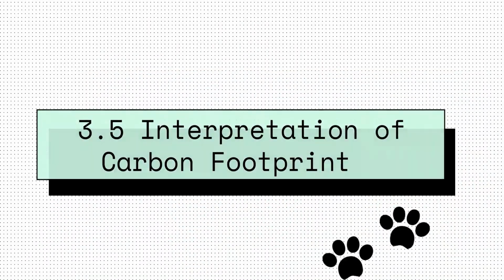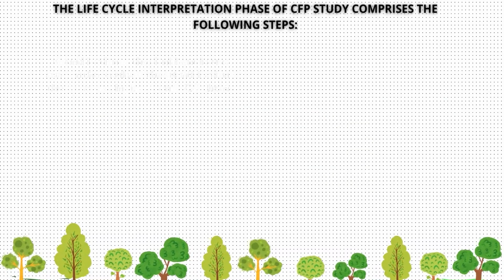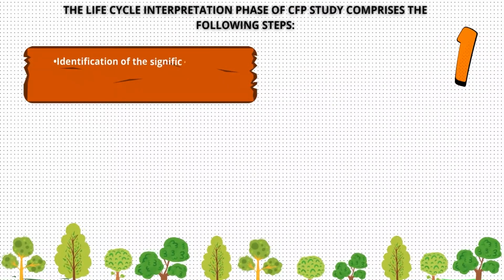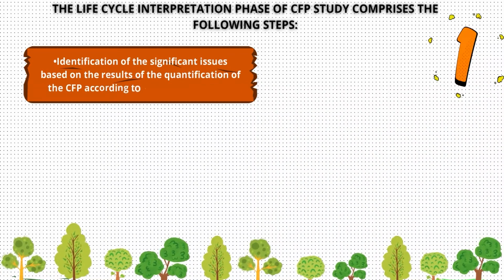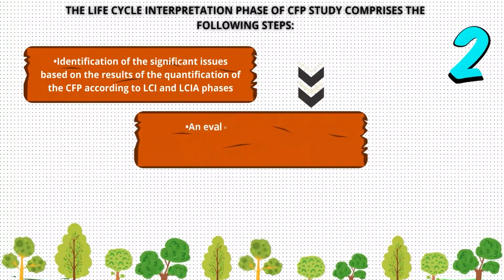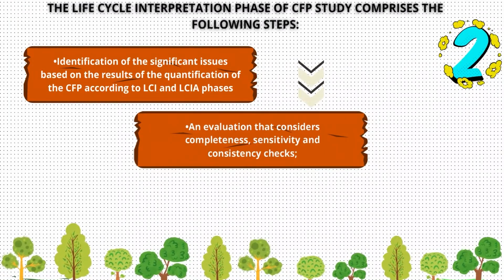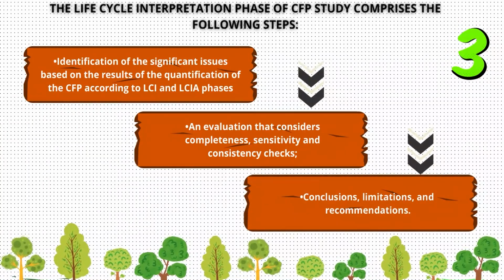Interpretation of carbon footprint. The life cycle interpretation phase of a CFP study comprises the following steps. First, identification of the significant issues, based on the results of the quantification of the CFP, according to the LCI and LCIA phases. Second, an evaluation that considers completeness, sensitivity, and consistency checks. And third, conclusions, limitations, and recommendations.